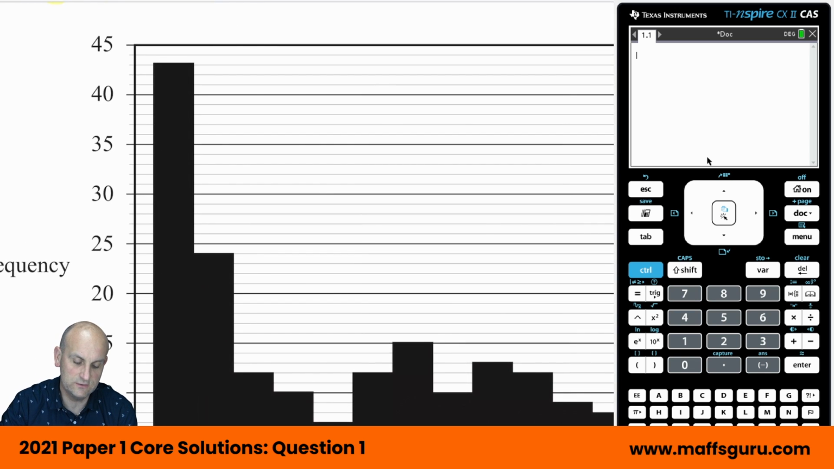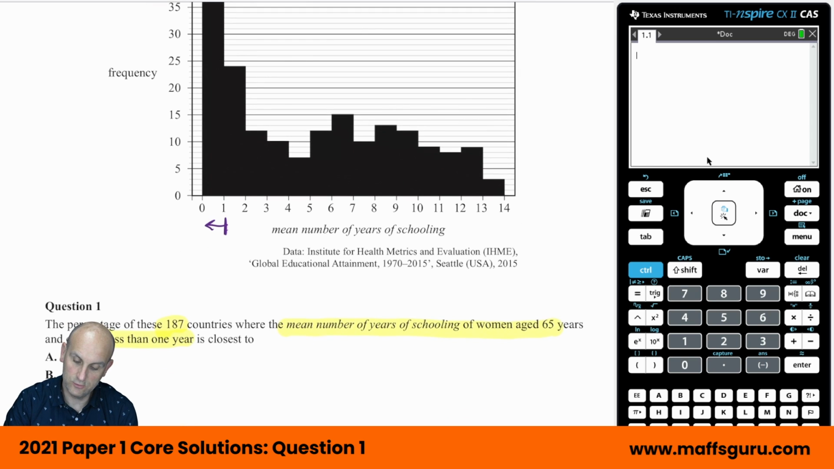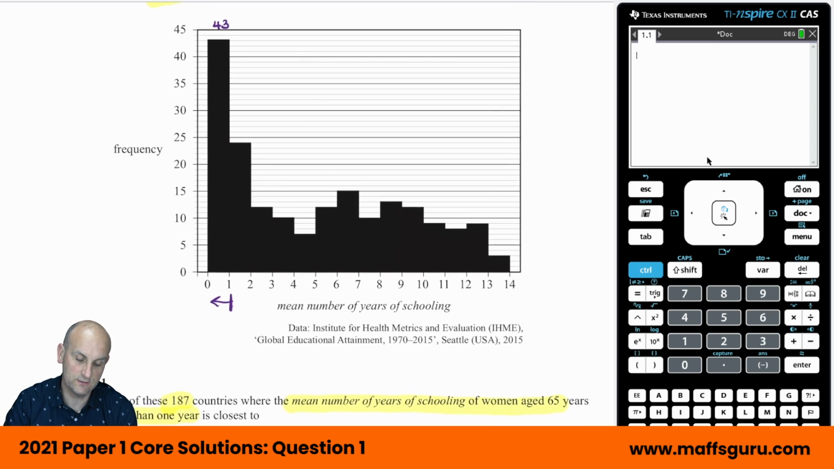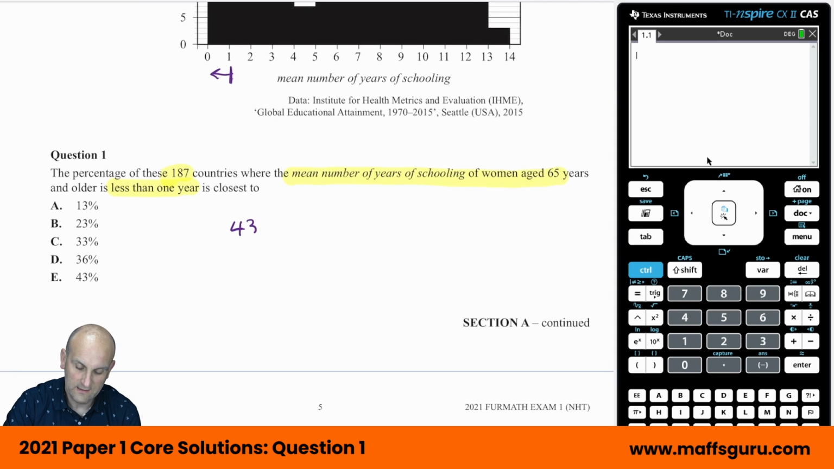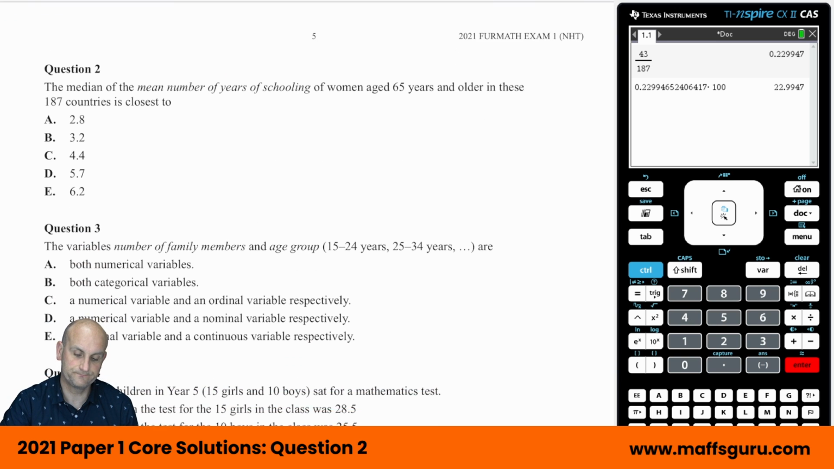Okay, so what I'm going to do is zoom in to make sure I get this right. Each of those little ticks stands for 1. So there are 43 countries where it's less than 1 year. Okay, so 43 out of 187, so we do 43 divided by 187, times that by 100, put to a percent, is 23%. So as far as I'm concerned, B would be the correct answer.